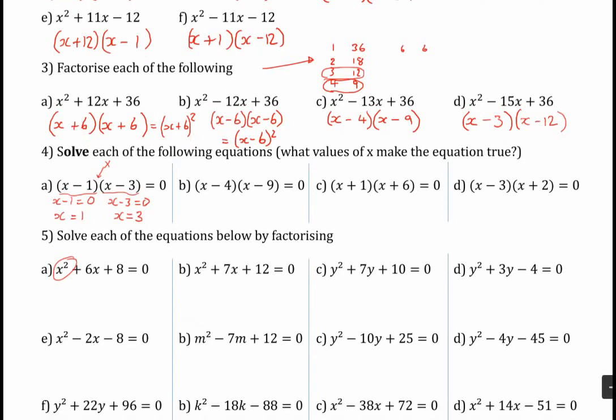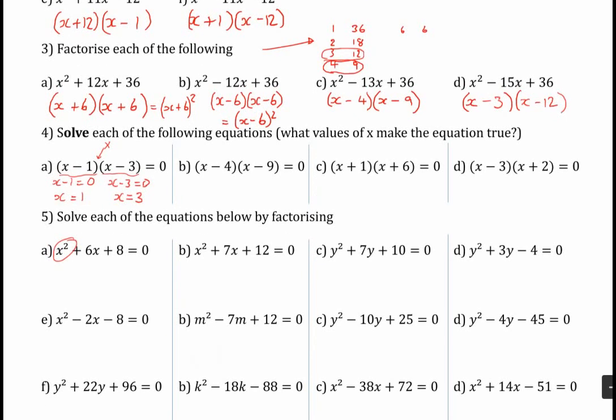Quadratic equations often have two solutions. They can just have one. They can also have none. But if you're asked to solve a quadratic equation, most of the time it'll have two solutions. This is them. Okay, on the next one. If the first bracket is 0, then x minus 4 is 0, so x must be 4.